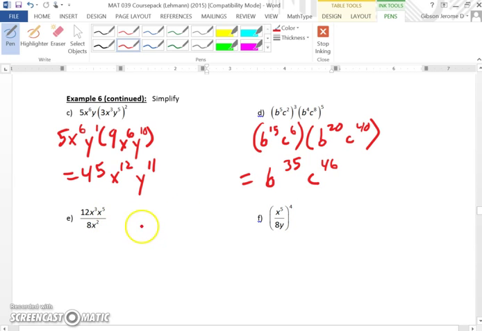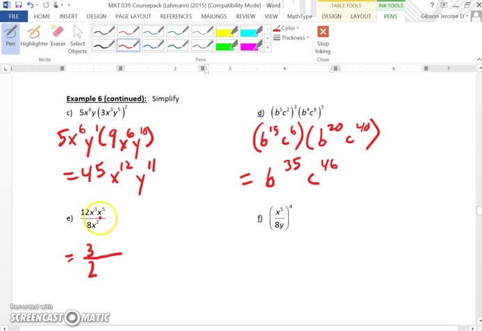Now we come here to E and F. Both of these, if you notice, are division. So here we would start the same way we would do any other division problem. With the 12 and the 8, we can simplify. We know both of them have 4 in common, so we divide both by 4. That'll give us 3 over 2.